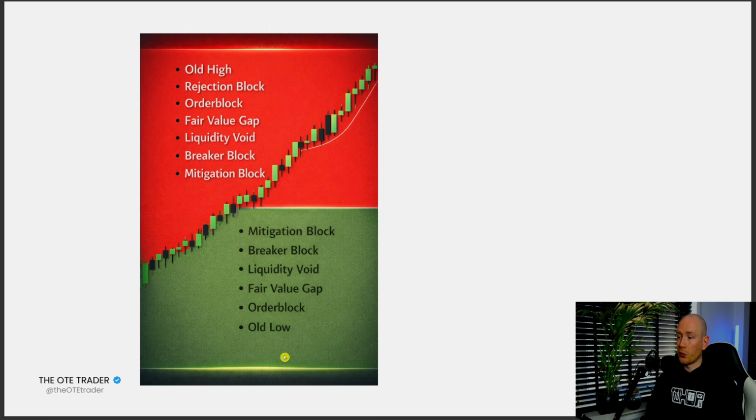And we've got it vice versa for discount, right? We've got an old low, the best discount you can get. And again, order block, fair value gap, liquidity void, breaker block, mitigation block, but vice versa opposed to premium.